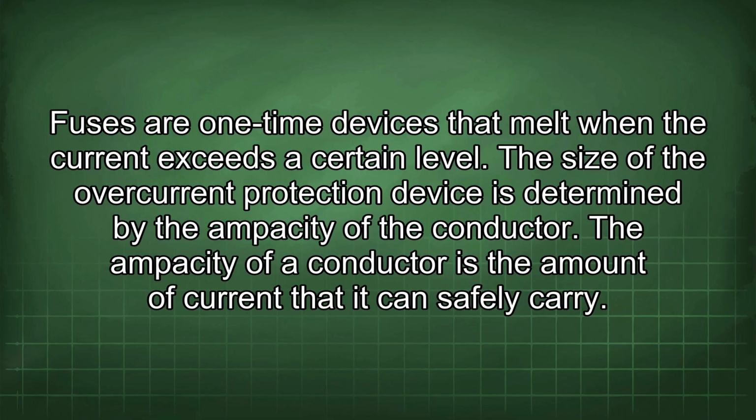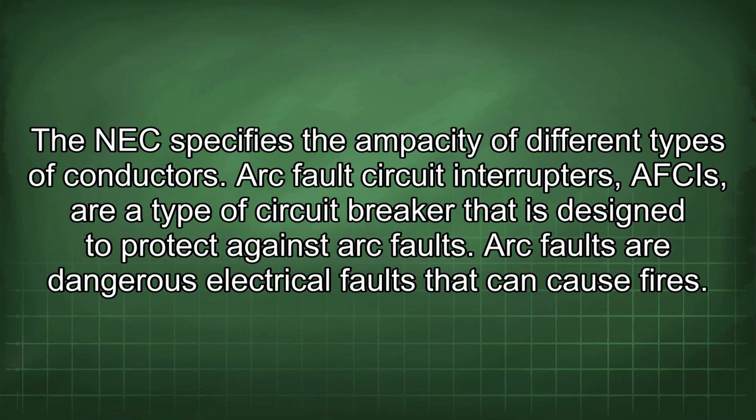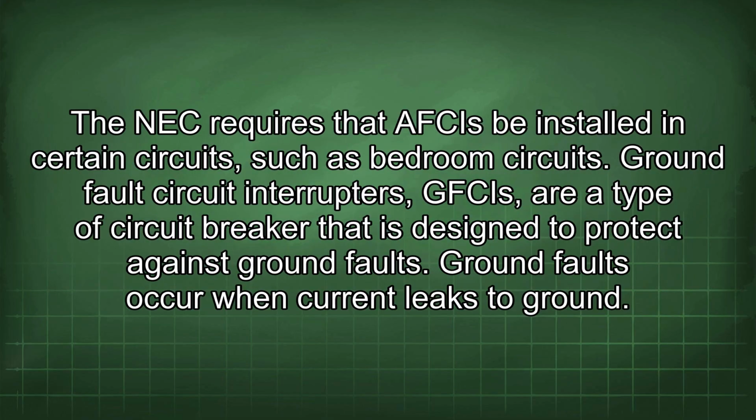The size of the overcurrent protection device is determined by the ampacity of the conductor. The ampacity of a conductor is the amount of current that it can safely carry. The NEC specifies the ampacity of different types of conductors. Arc fault circuit interrupters, or AFCIs, are a type of circuit breaker that is designed to protect against arc faults. Arc faults are dangerous electrical faults that can cause fires. The NEC requires that AFCIs be installed in certain circuits, such as bedroom circuits. Ground fault circuit interrupters, GFCIs, are a type of circuit breaker that is designed to protect against ground faults.